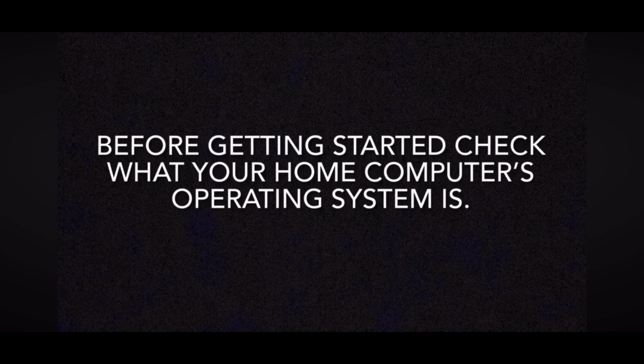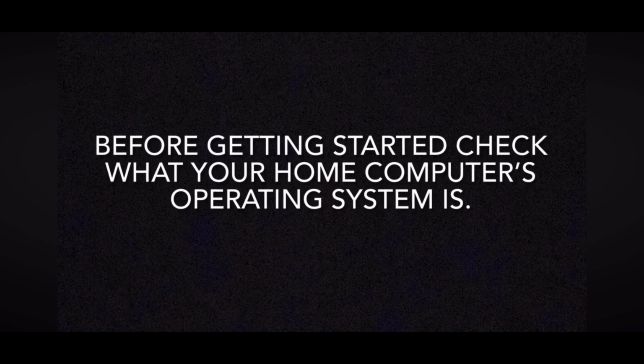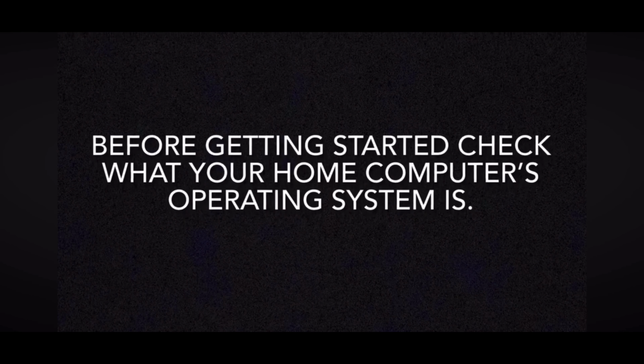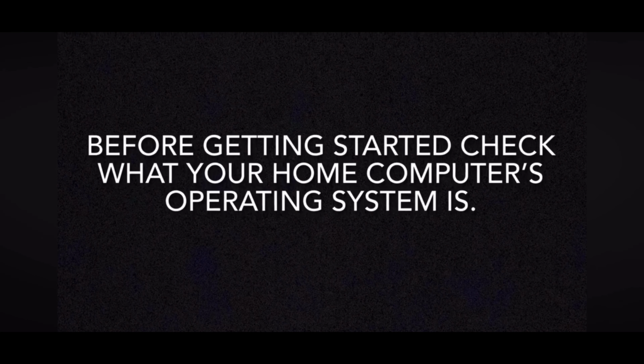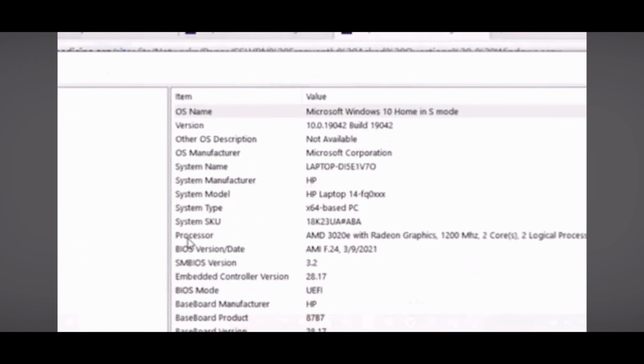Okay, this is how to remote into your hard drive from home on a Windows computer. And before we can get started, you'll need to know what your home operating system is. So, to find this out, you can search for system information. Go ahead and open that, and you'll see there your operating system name. Here we have Windows 10, it's in S mode.